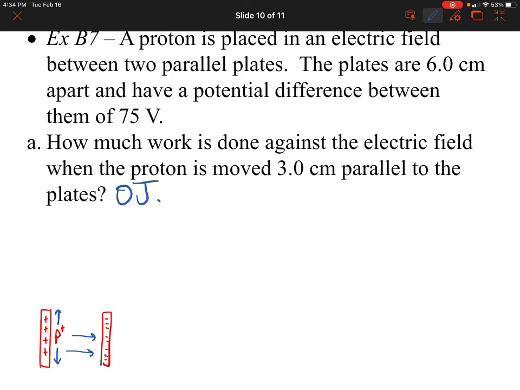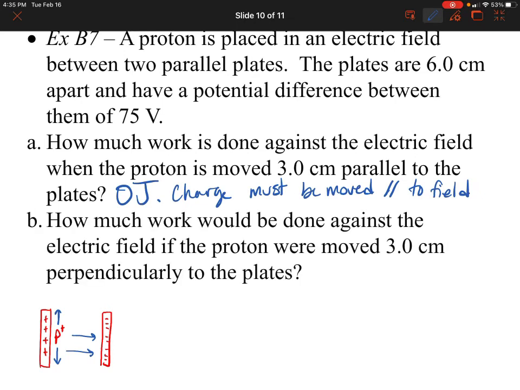0 joules, okay? The charge must be moved parallel to the field, which is also perpendicular to the plates. So, trick question. Let's move on.